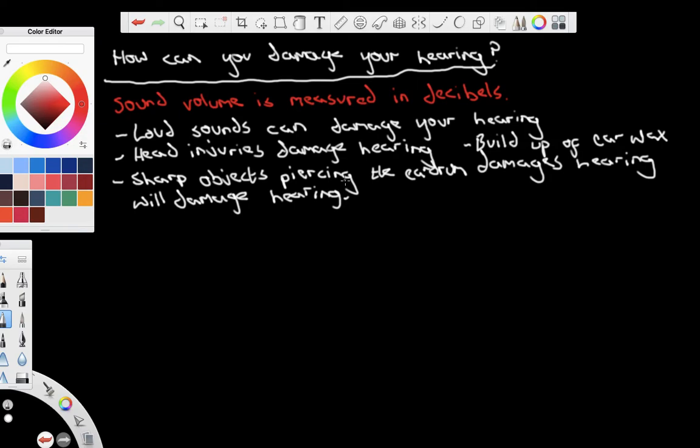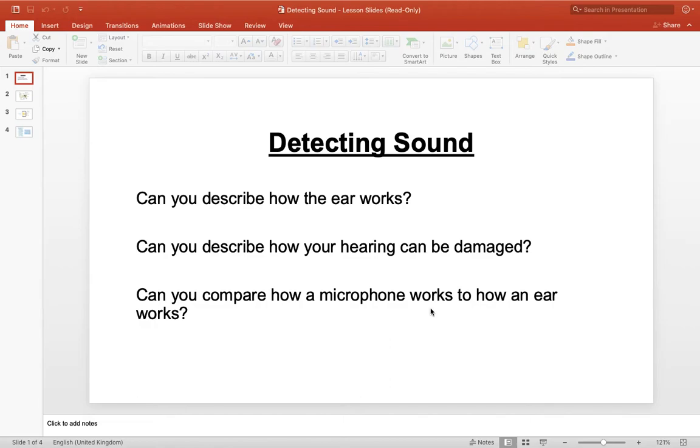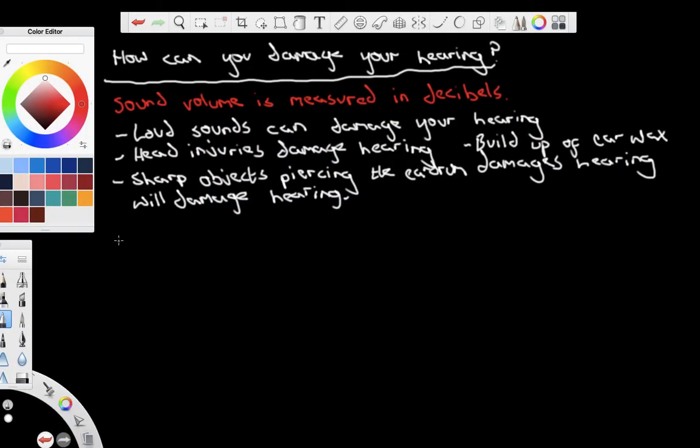Now, these are all ways that your hearing can become damaged. So loud sounds can damage your hearing, head injuries can damage your hearing, a build-up of earwax, sharp objects piercing your eardrum. However, your eardrum will grow back. The final thing we need to do is comparing how a microphone works to how an ear works. So we can put the subheading, how does a microphone work? Question mark.